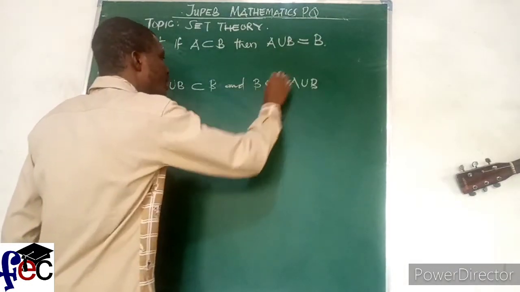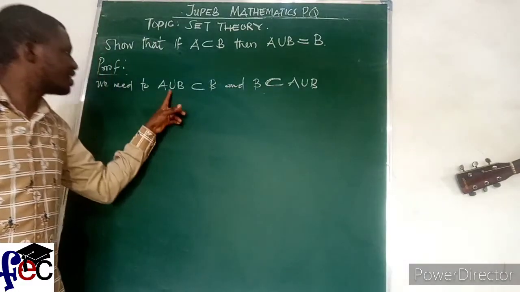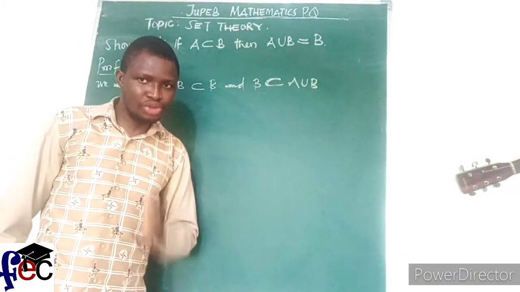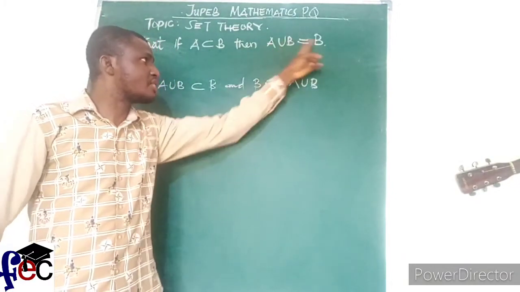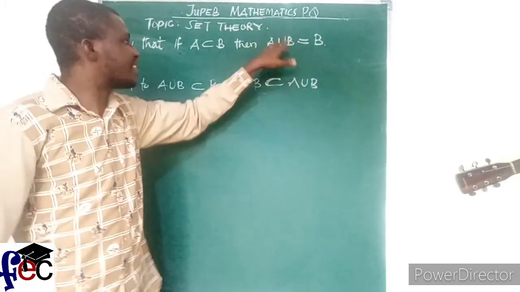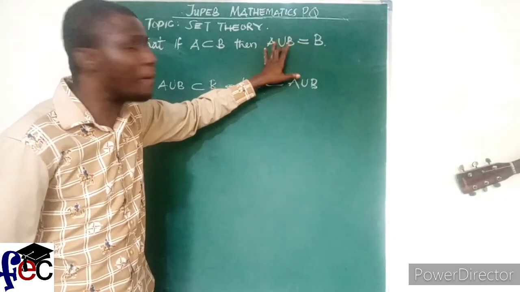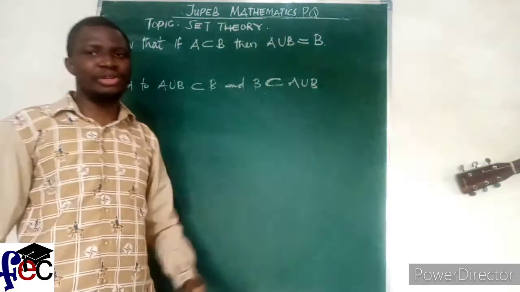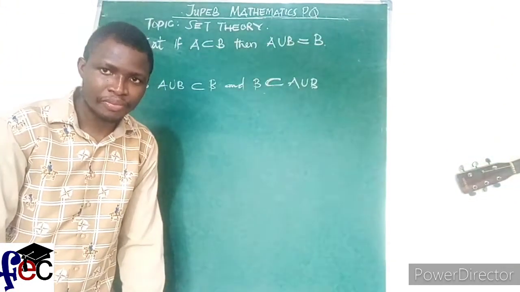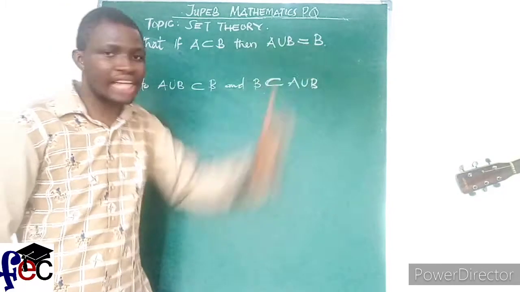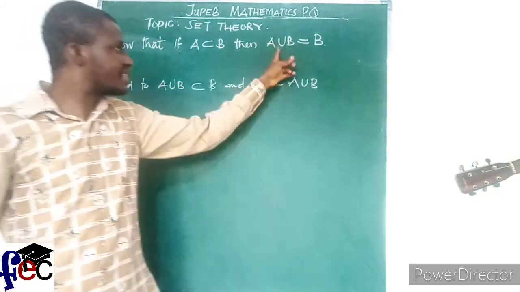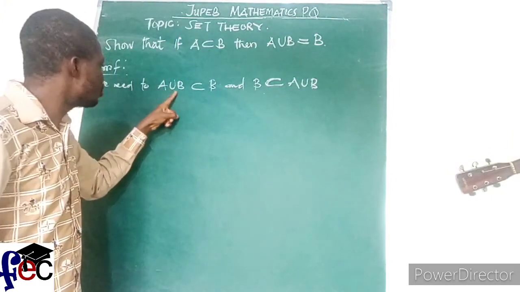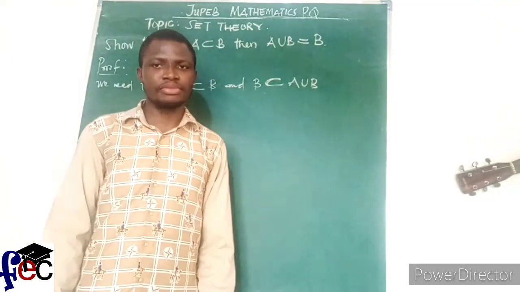So how do we do that? How do we show that this is a subset of this and this is a subset of this? The first thing you need to know to show that they are equal is to show that A union B is a subset of B, and show that B is a subset of A union B. That's the first thing you need to know. Now, how again do we show that A union B is a subset of B?